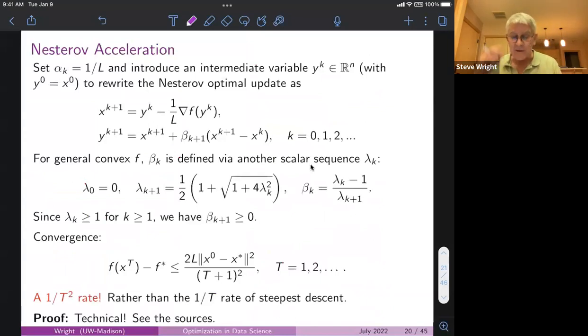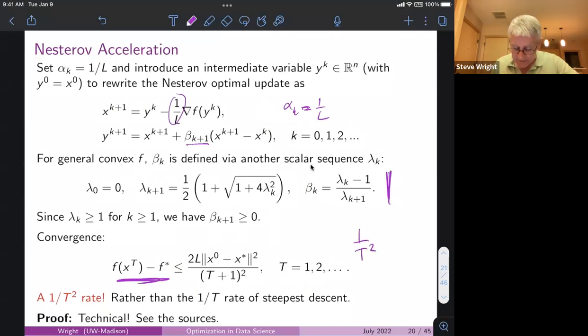I'm not going to try to prove these. It turns out proofs of Nesterov's acceleration results are much more complicated than the simple proofs I just showed you for steepest descent. If you make these particular choices of alpha and beta, we just choose alpha to be 1 over L, just like we did in the simple algorithms that I showed you earlier. The beta ends up being something pretty close to 1. It's defined in terms of this other sequence lambda in a complicated way. But I'll just cut to the chase. What you can show is that when you apply this to a convex function, you get a 1 over t squared rate. And that's better than the 1 over t rate that we got for steepest descent.